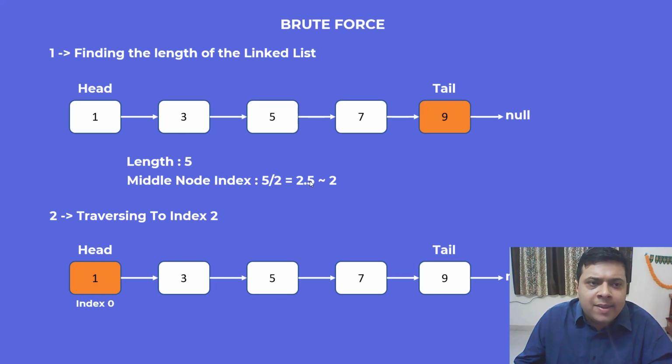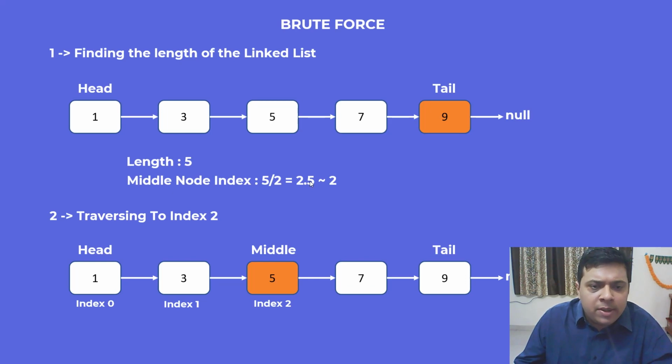Then in the second step, we traverse to index 2. Again, we start from the beginning of the linked list, that is the head element. We count the indexes. We start at index 0, that is element 1. We go to index 1, element 3, and then we reach index 2, which is the middle node, and then we return the value of this middle node.